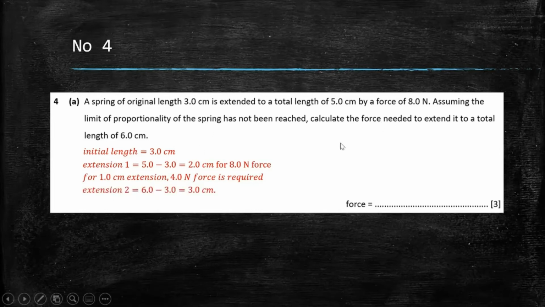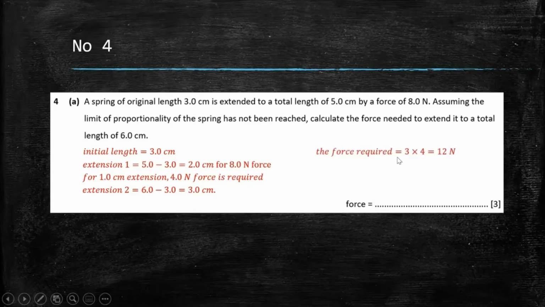The second extension, the spring is now pulled from 3 cm until it reached a total length of 6 cm. So, our second extension is 6 cm minus 3 cm or 3 cm. This is our second extension. Once again, be careful. The 6 cm here is the total length, not the extension itself. Okay? So you have to subtract the 6 cm here by 3 cm to get the correct extension.